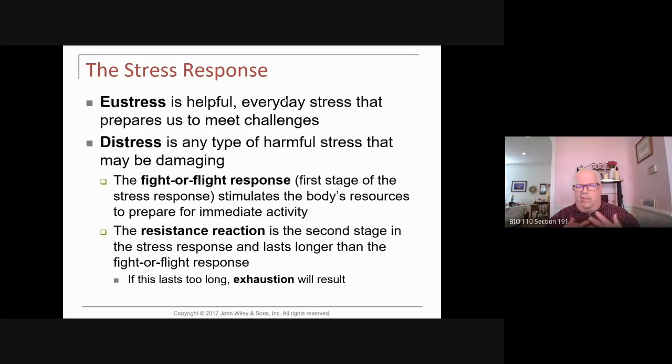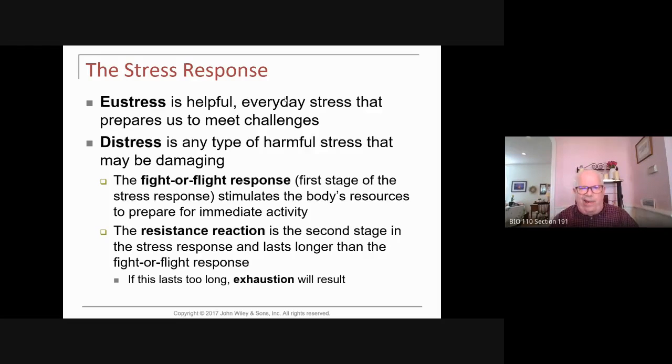This is a word that we never use. We don't use eustress. Eustress is everyday stress. You know, getting up, taking a shower, getting in your car, driving to work, driving to school. That's eustress. Distress is a harmful stress. That's the stress that we talk about. Seeing a snake, hitting a dog, getting in a fight with your wife, getting cut. That is distress.